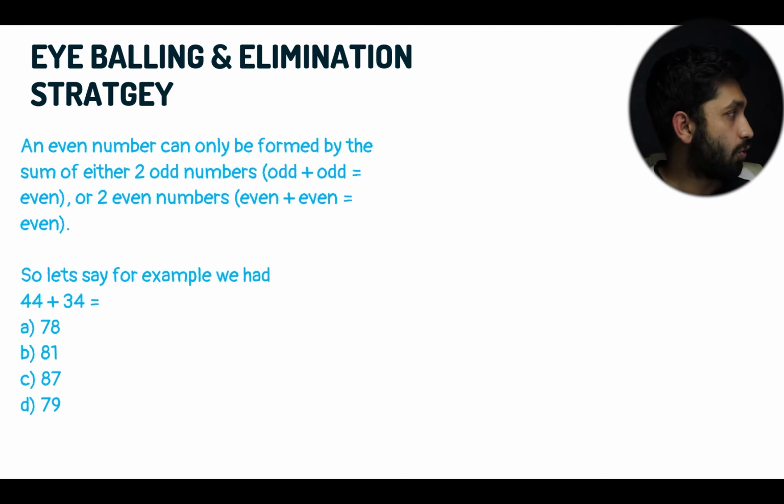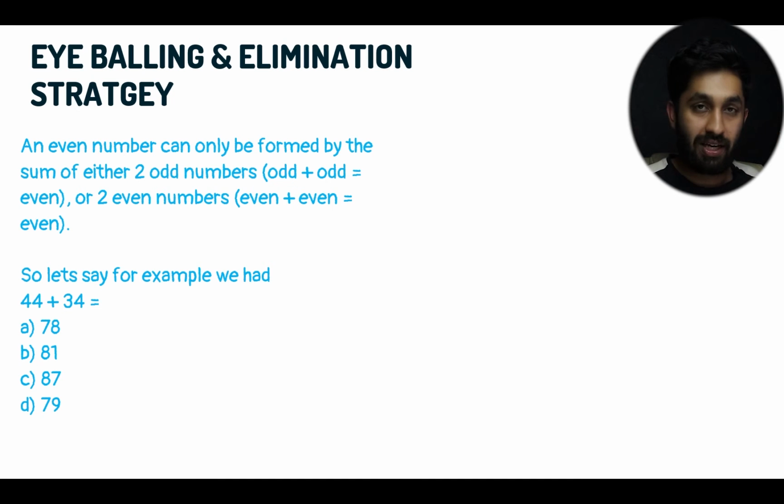So how do we form even numbers? An even number can only be formed by either 2 odd numbers added together or 2 even numbers added together. So let's say, for example, we have 44 plus 34. Obviously both of them are even, so we are expecting an even answer. If there is an answer from the answer options that is odd, obviously eliminate it completely. You don't even want to look at that answer. And then the rest that are even, you want to consider and make a good logical guess.